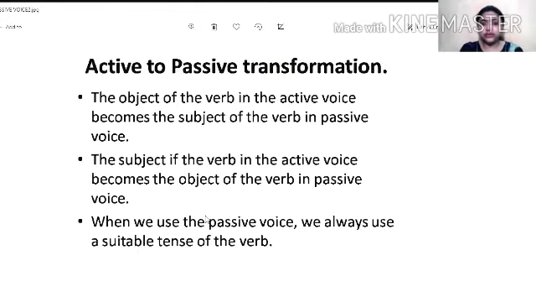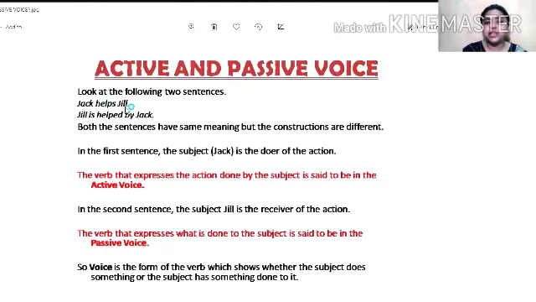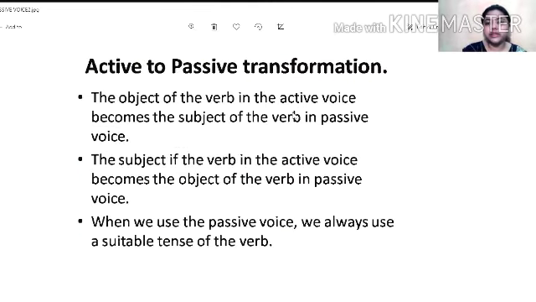Okay, so now what do I mean by that? There are certain rules which are required to transform active into passive. How do we do that? If you look at the sentence Jack helps Jill, Jack is the subject and Jill is the object. So what is happening when we change active into passive? We pick out the object in the active voice and we place it as the subject. So this is the first rule, that the object of the verb in the active voice becomes the subject of the verb in passive voice.